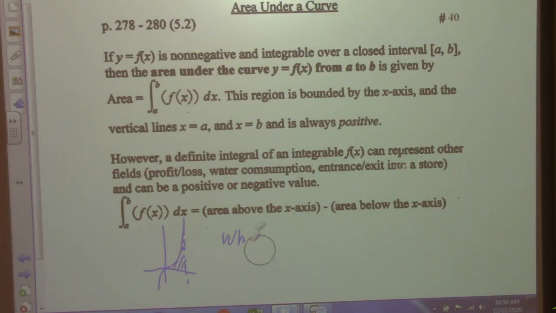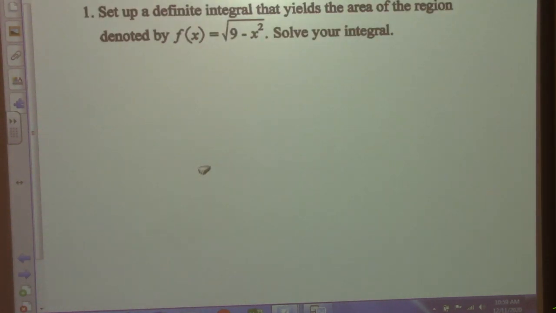So what we're looking at in this section is graphically determining this, just like the exercise we did at the beginning of the school year. Here we have set up a definite integral that yields the area of the region denoted by f of x equals the square root of 9 minus x squared. What is the graph of that thing? That'd be a semicircle. Yeah, it is a semicircle with radius 3. Did you remember us talking about that earlier this year?